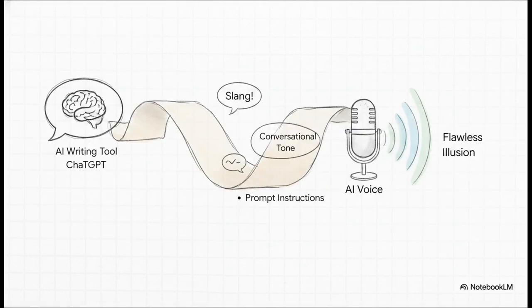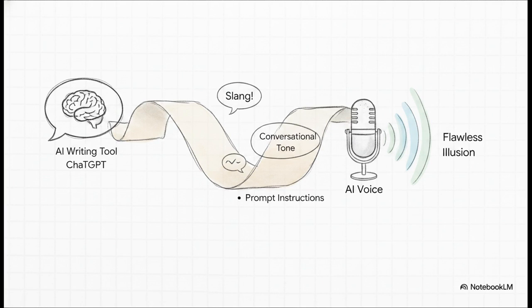But wait, there's a catch. A great AI voice reading a stiff, unnatural script is still going to fail completely. The real secret sauce here is your AI writing tool, like ChatGPT. You have to explicitly prompt it to weave American slang right into your text. Don't just ask it to write a script.